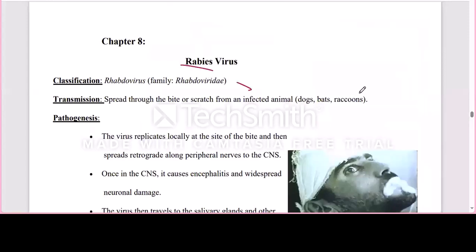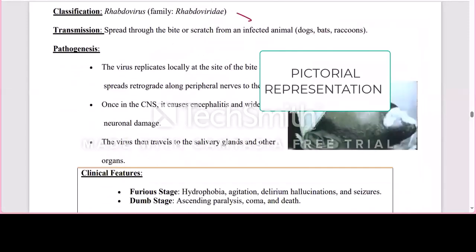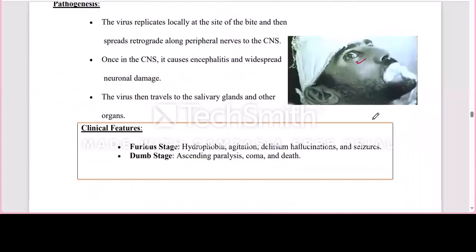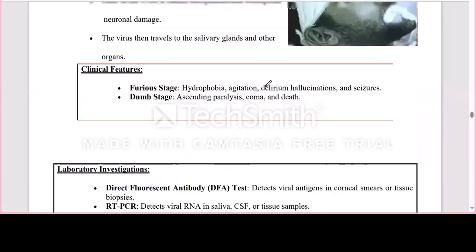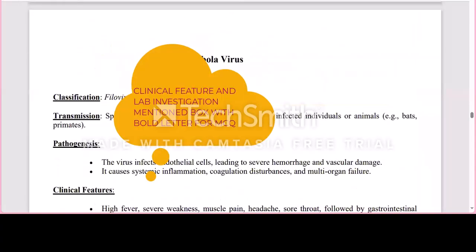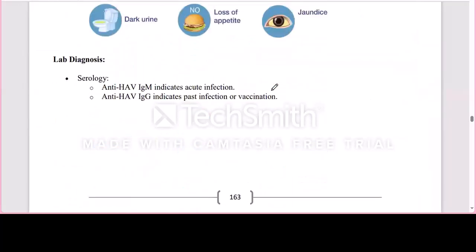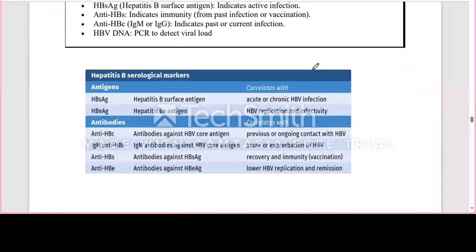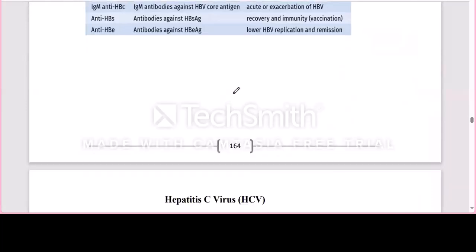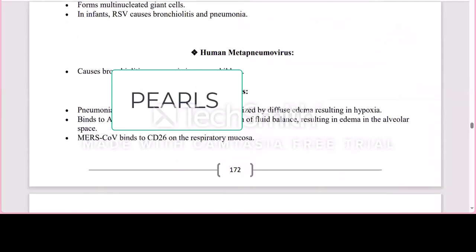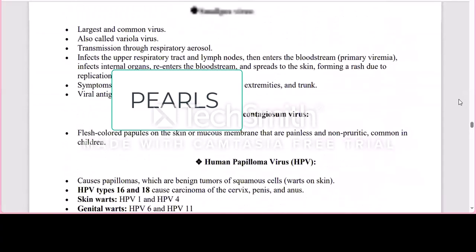Rabies virus is very important. As you can see, the pictorial representation of the patient shows the stages, the furious stage and the dumb stage. For hepatitis B, these investigations are important and mentioned in the book. The same pearl points are there for virology.